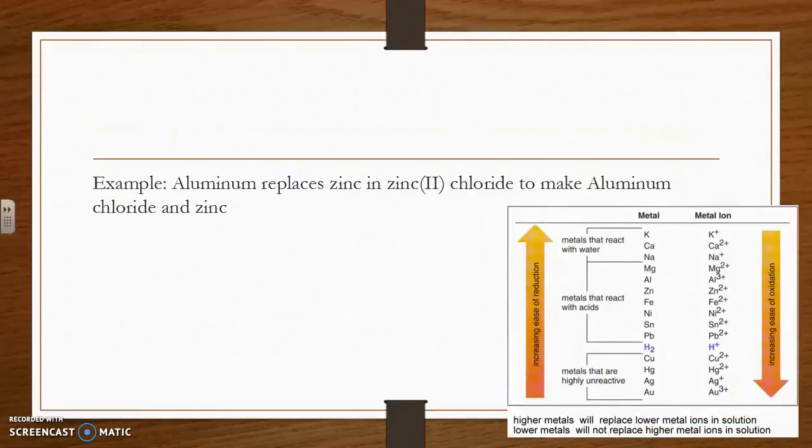An example here: aluminum reacts with zinc chloride, ZnCl2, and it's going to produce aluminum chloride, AlCl3, plus zinc. Why did I put a 3 here? Because aluminum has a +3 charge and chlorine has a -1. It's a single replacement reaction because we have a single element reacting with a compound, and one element was alone on the left, but isn't alone on the right.